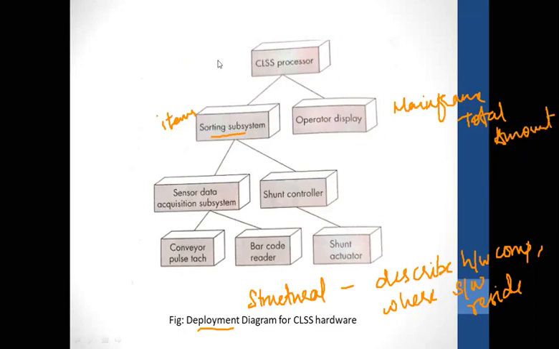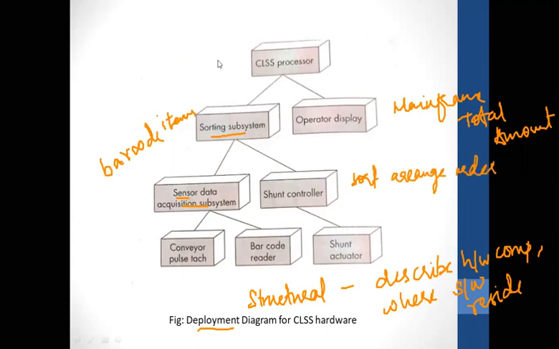Then the next one is the sensor data acquisition subsystem. That is, within the sorting subsystem, you're going to scan your barcode. When you're scanning your barcode, this is going to be scanned across the sensor. So the sensor data acquisition subsystem. Within the sorting subsystem, you've got this barcode scanner. Then the next one is called your shunt controller. Now the example of the shunt controller that I've given you, it is going to sort all the items within this sorting subsystem. This shunt controller is another component that is going to sort and arrange items in an order. That is the chips packets example.